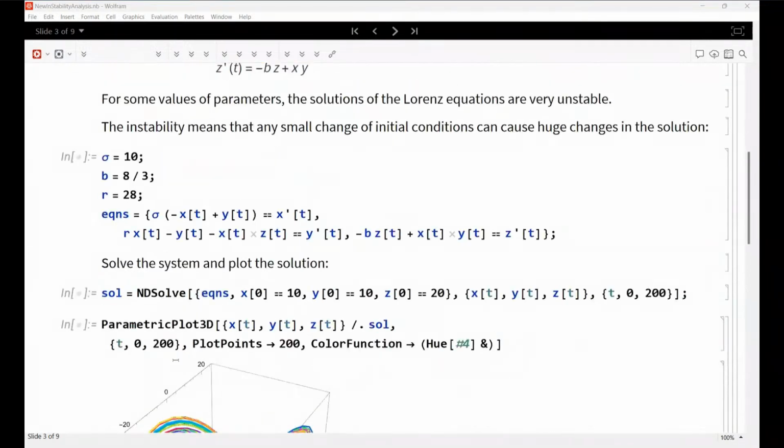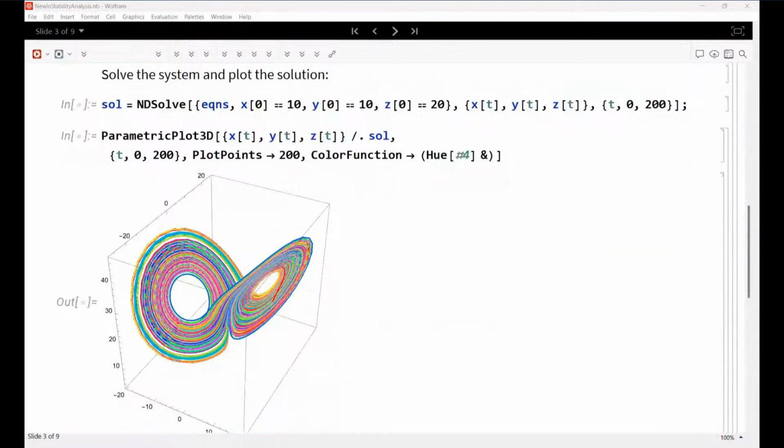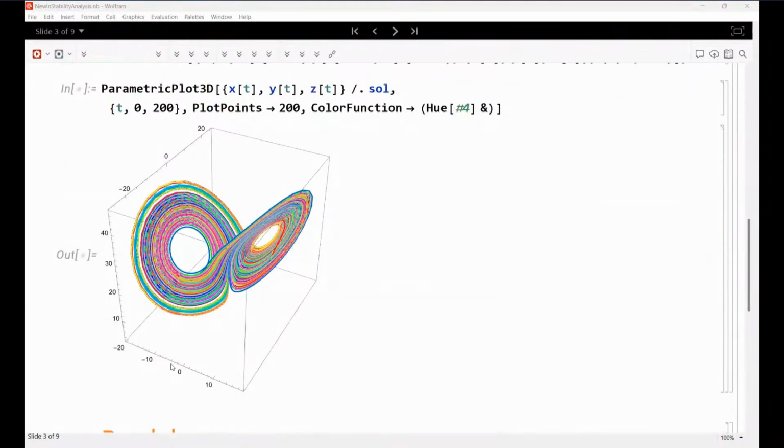Here you can see a plot of one of the solutions of the Lorenz equations, or so-called Lorenz attractors. We have two attractors here, and the centers of these attractors are so-called fixed points of the system, and both of them are unstable in this case.